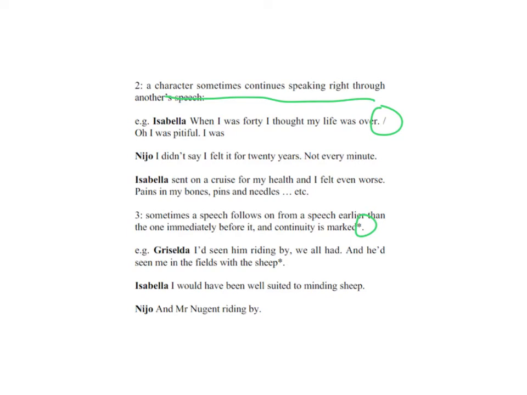And then sometimes a speech follows on from a speech earlier than the one immediately before it. And continuity is marked with an asterisk. Okay, so here we have the speech by Griselda, and there's an asterisk, and then other people are talking about something not related, and it's only a few lines later where the asterisk comes back to let you know that this was a response to this speech. I mean, it's crazy stuff.